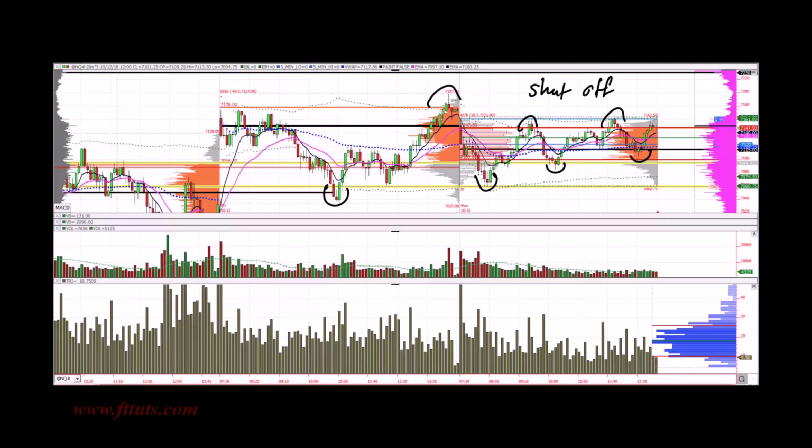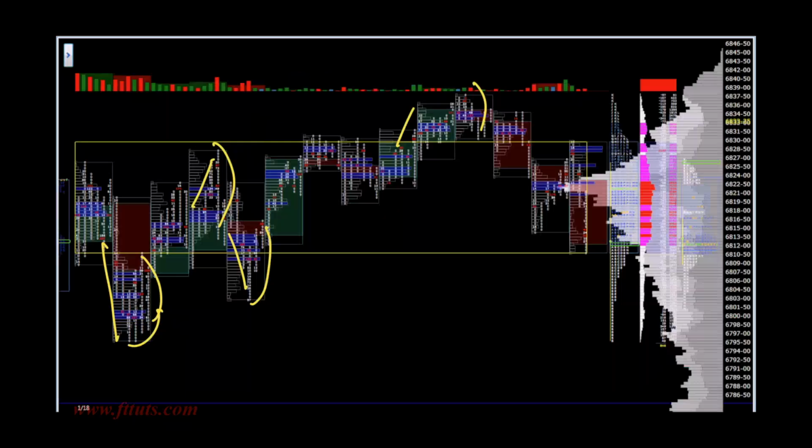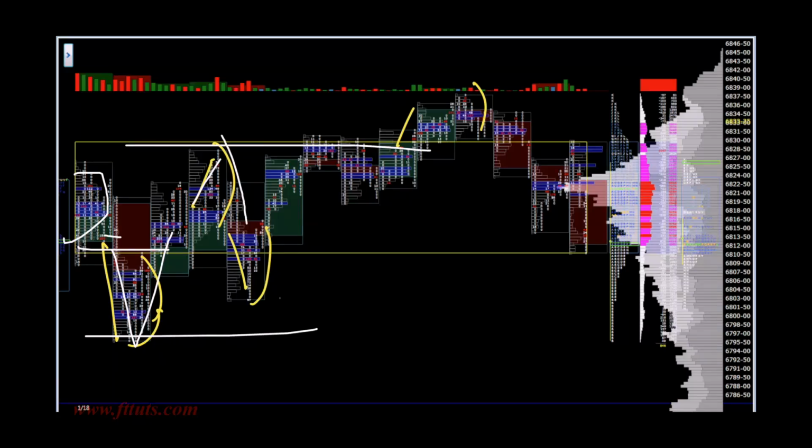Same thing here. You can see how it's just back and forth, range bound, balancing trade. Range bound, makes an attempt lower, comes back inside. So, we've got a range, pushes higher, pulls back, got a range. So now I've defined the range.